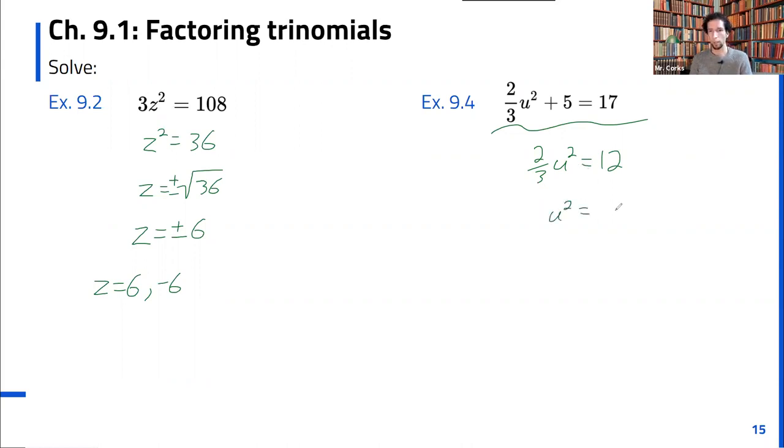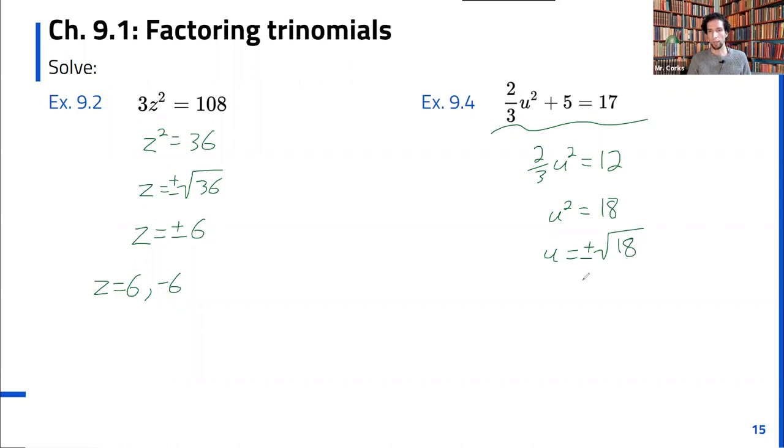So multiplying 12 times 3/2, what will that give us? 36... oh, 12 times 3/2. 19. Not 19. 18. There we go. Yes, I did. 18. Okay, 18. All right, so 18 there, u is equal to plus minus root 18.